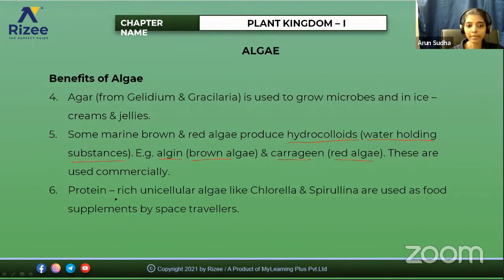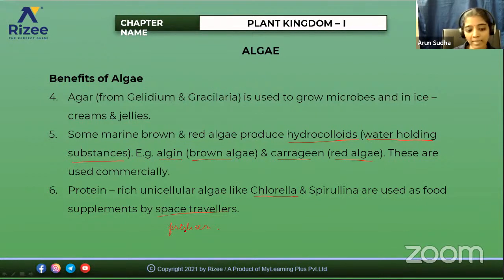And protein rich unicellular algae like Chlorella. Unicellular algae, Chlamydomonas, Chlorella, and Acetabularia, are all examples of unicellular algae. Protein rich unicellular algae like Chlorella and Spirulina are used as a food supplement by space travelers. Other than this, they even have a role in agriculture, that is, they are used as a fertilizer.